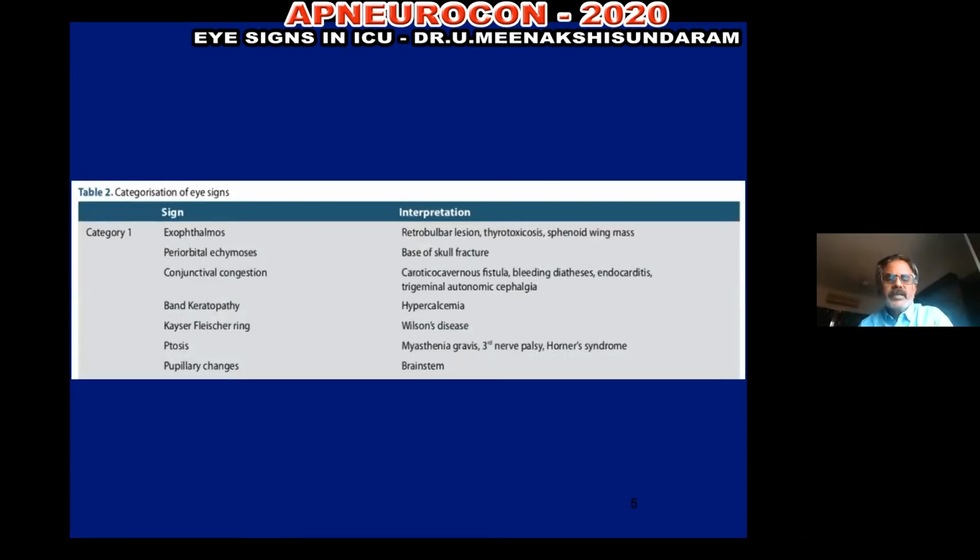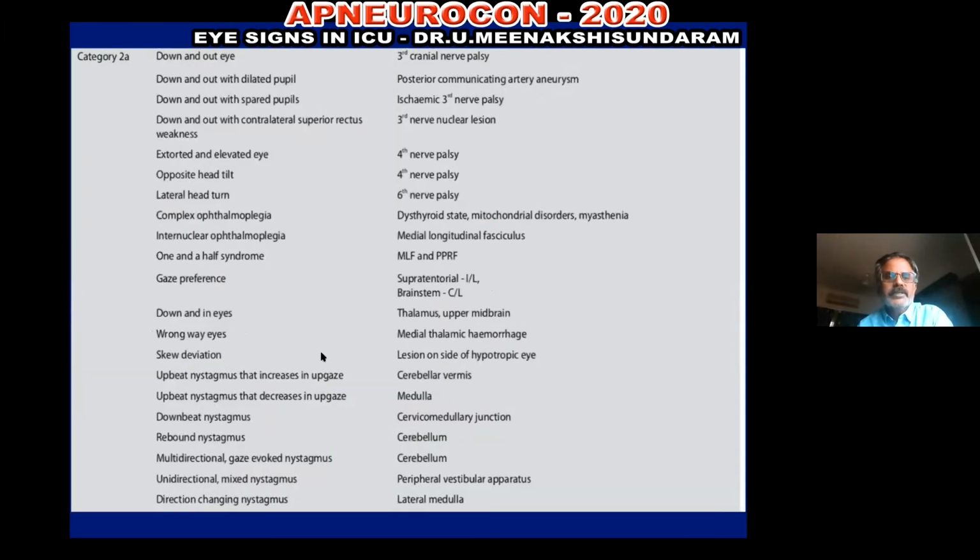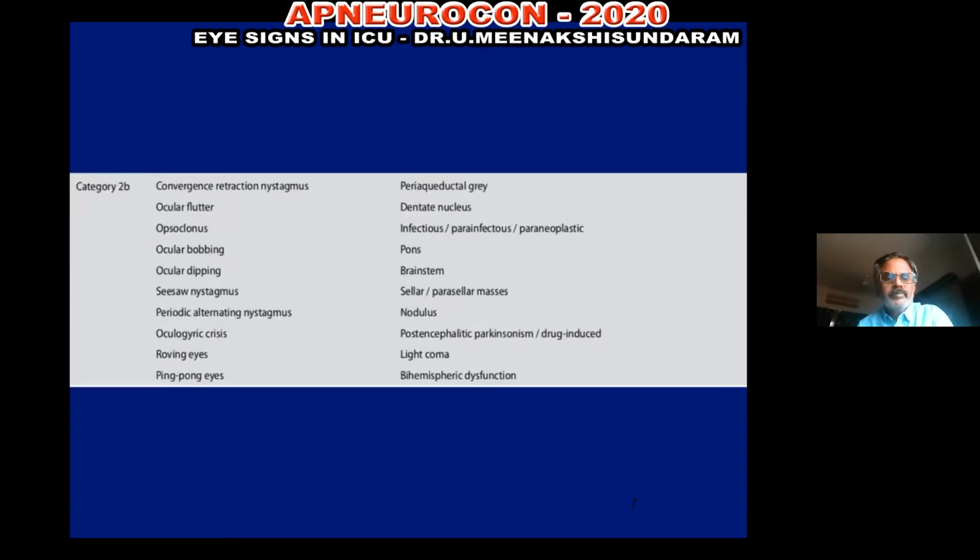So we had actually categorized the eye signs into two major categories. One was category 1, which is about exophthalmos, periorbital ecchymosis, conjunctival congestion, band keratopathies, KF rings, ptosis, and pupillary changes. And category 2, we divided into category 2A, which are the more common ones. We will go through them, so I'm not reading them out here. And category 2B, the more ominous ones. So this is the way we classified them, and I will take you through this.